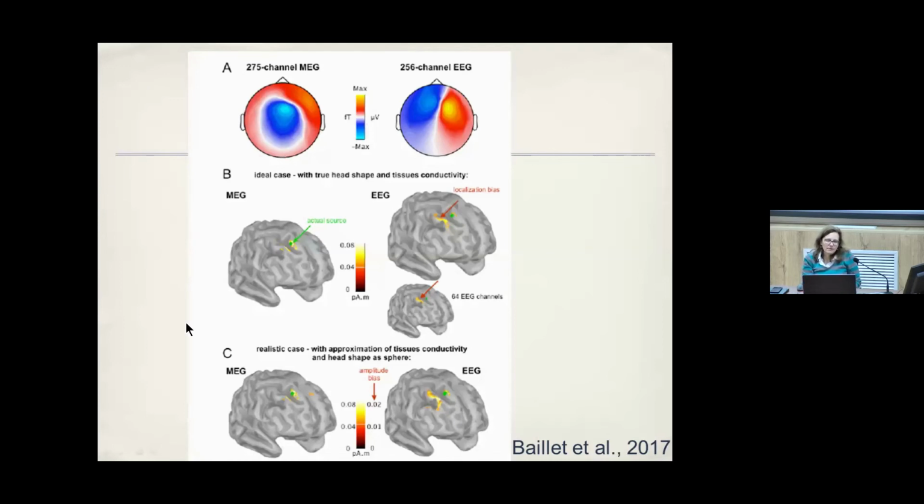Okay, and in the CTF machine, they reconstructed to the sources, and they actually simulated the activity here, because they know where the actual source is. And they see that it converts back pretty nicely to the actual sources. But for EEG, you can see they also have some dots at the actual sources, but most of the major activity is localized a little bit on the other side of the sulcus.